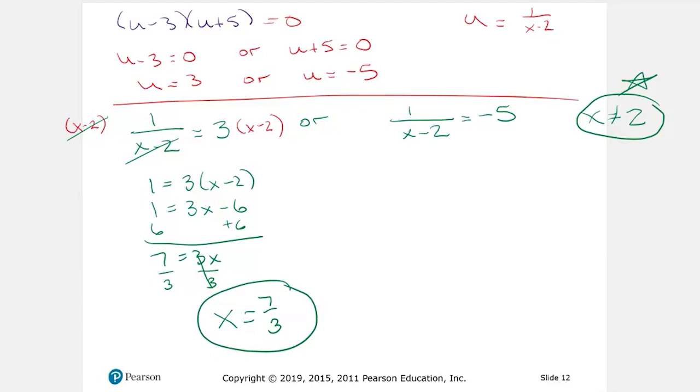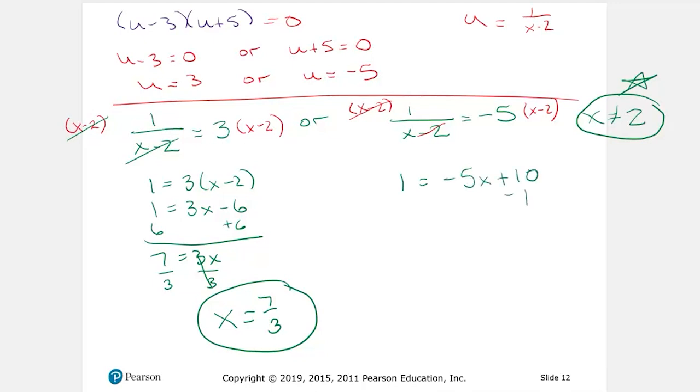So that is one solution to this problem. And I do the same exact thing, and 7/3 is not equal to 2, so we're okay. I do the same thing for the second part. So I'm going to multiply both sides by x minus 2. This will cancel with this, and I'll end up with 1 equals minus, and I'm going to distribute. So I get minus 5x plus 10.